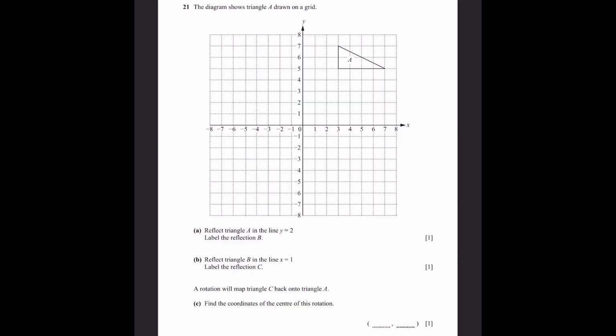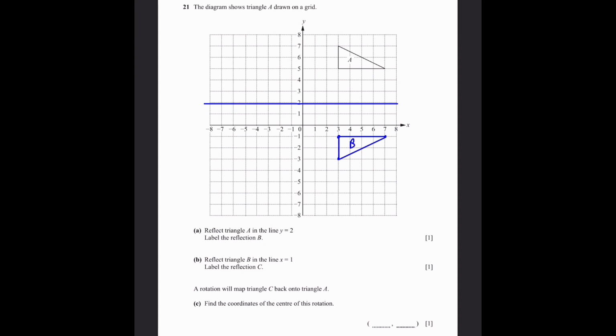Question 21. The diagram shows triangle A drawn on the grid. A. Reflect triangle A in the line y equals 2. Label the reflection B. We can reflect it in this line by marking the points at the same distances: 3, 3, 5, 5, 3, 3. Now we can simply join the points and label it as B.